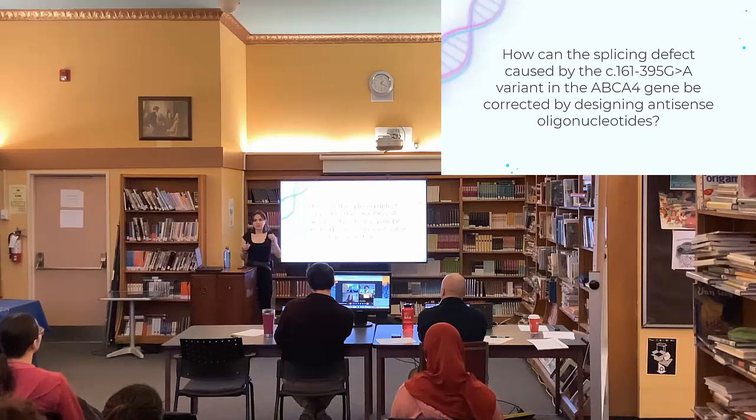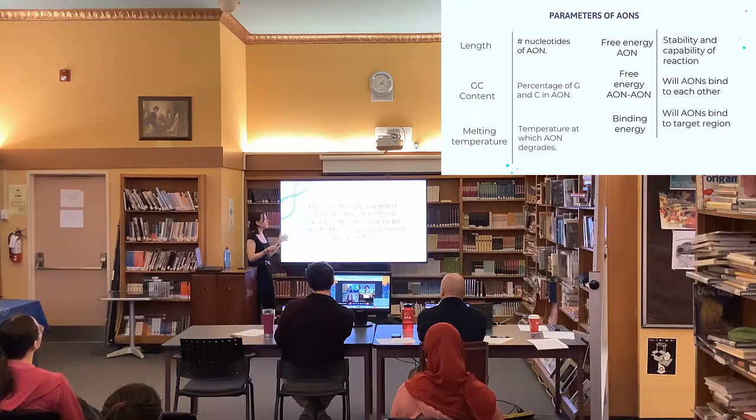So then all this information led me to my research question. How can the splicing defect caused by the c.161-395G>A variant in the ABCA4 gene be corrected by designing antisense oligonucleotides?